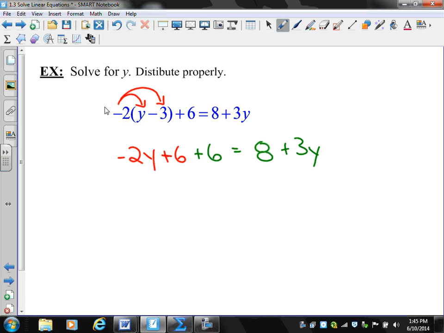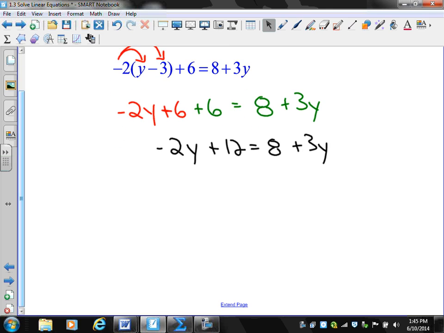Okay, let's see, a little more cleaning up. I'm going to add these 6's together and get negative 2y plus 12 equals 8 plus 3y. And now I have a decision to make, right? Because we have two terms with y in it. One on the left, this negative 2y, and this one on the right, 3y. So you need to decide which side you want to move your y's over to. Well, it really depends on the problem. In this one, I'm going to choose to move all my y's to the right side. What did you choose? And why did you choose it?